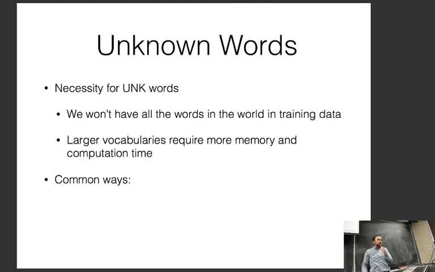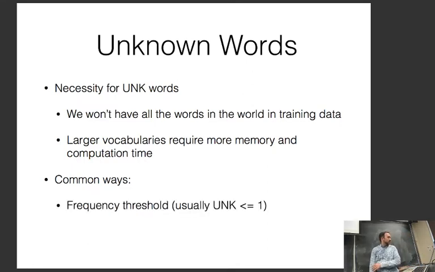So what we normally do in neural network models is choose a smaller vocabulary than all the words in our training corpus. One common way to do it is to change all singletons into the special unknown word token. So all words where the frequency is less than or equal to 1, you change into an unknown word token.